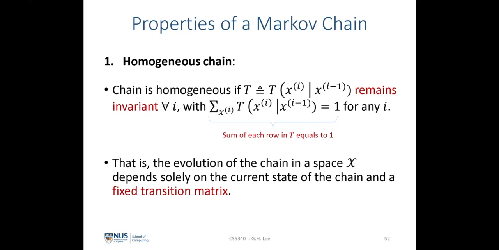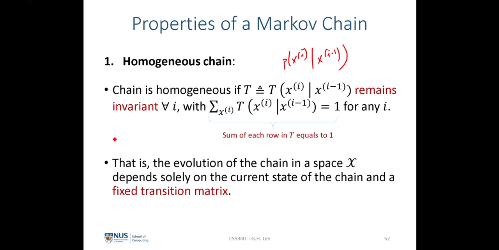Here are some properties of the Markov chain which will allow us to derive the Metropolis-Hastings algorithm. The first property that we will look at is the homogeneous chain. We say that the Markov chain is homogeneous if the transition probability, this particular probability of xi conditioned upon xi minus 1, remains the same for any i.